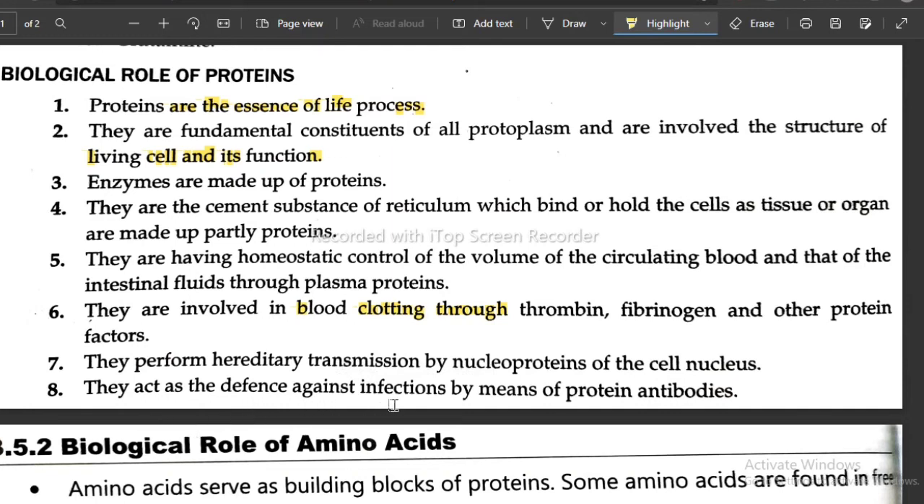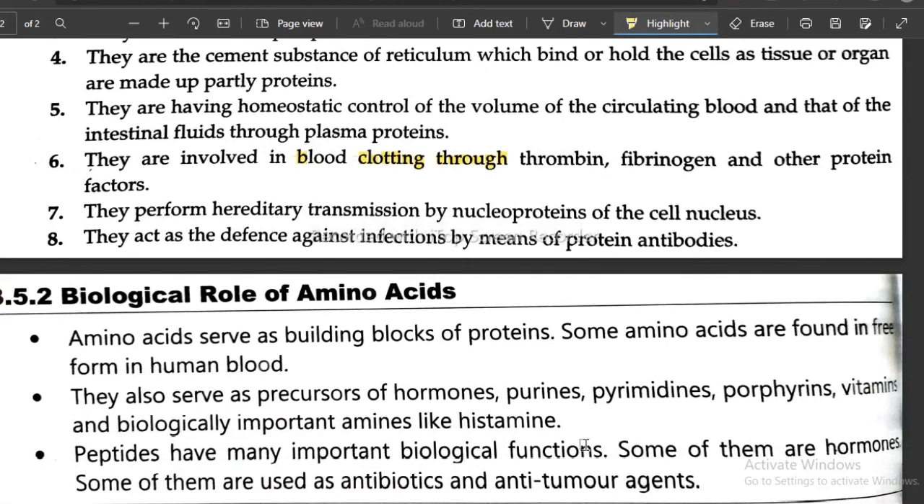And the last is they act as a defense against infection by means of protein antibiotics. So यह infection के against काम करता है. This is very important. So these are some roles of protein.